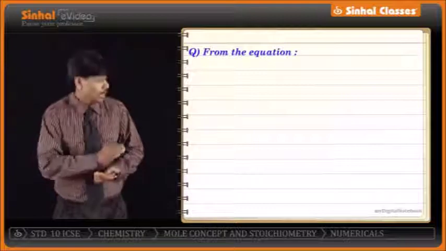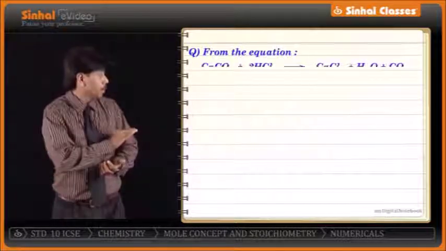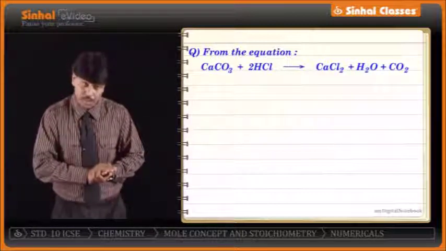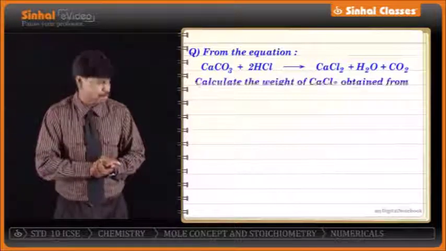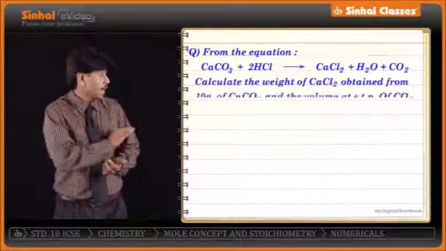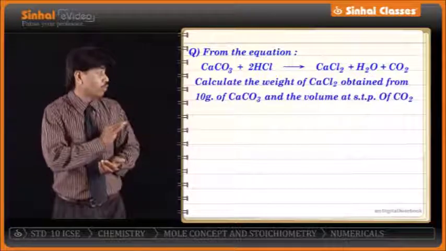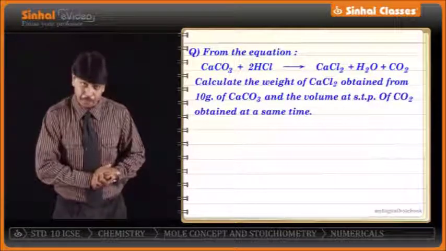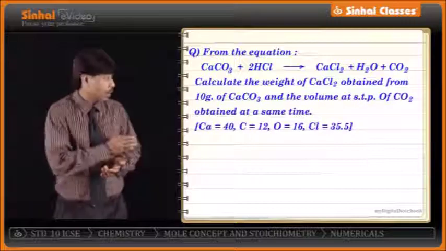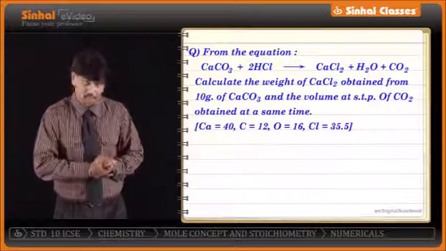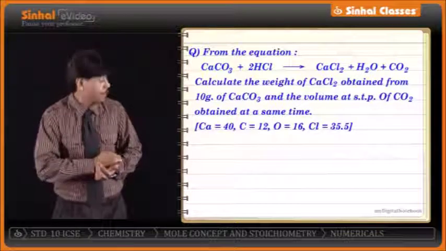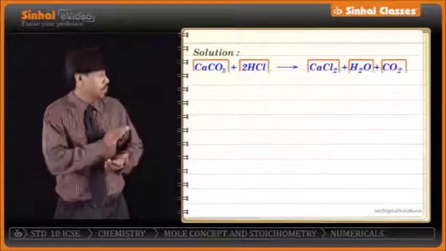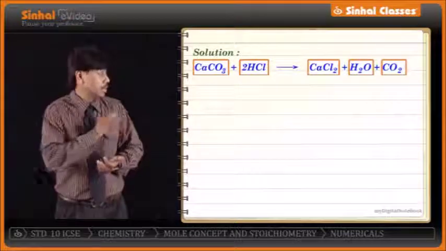From the equation, calcium carbonate, that is CaCO3 plus 2HCl giving us CaCl2 plus H2O plus CO2. Calculate the weight of calcium chloride obtained from 10 grams of calcium carbonate and the volume at STP of CO2 obtained at the same time. In bracket, weight of calcium 40, carbon 12, oxygen 16, chlorine 35.5. Now the solution part. CaCO3 plus 2HCl will give you CaCl2 plus H2O plus CO2.